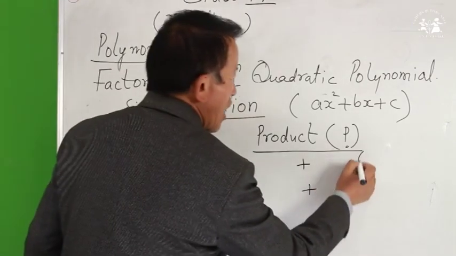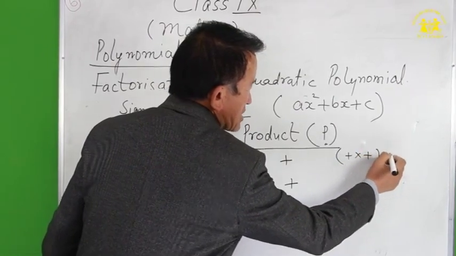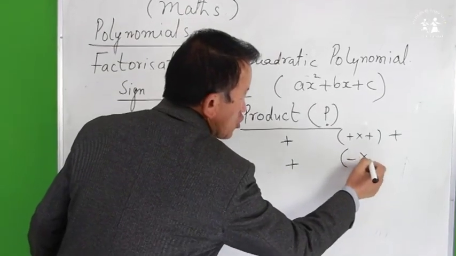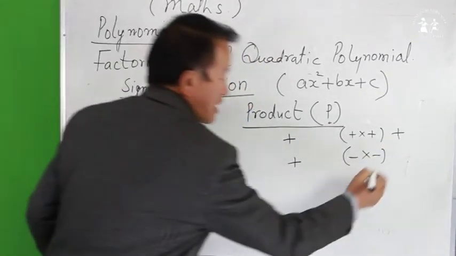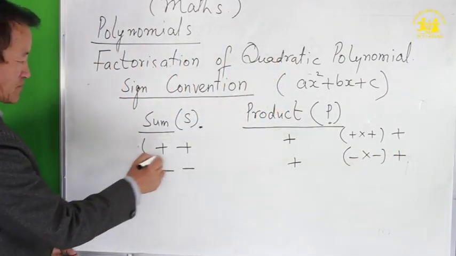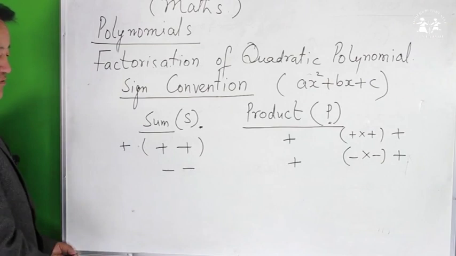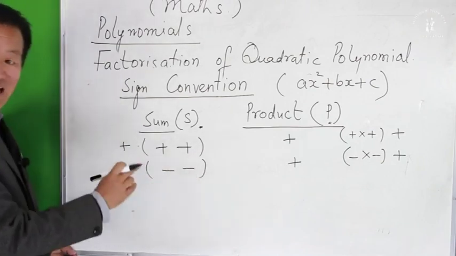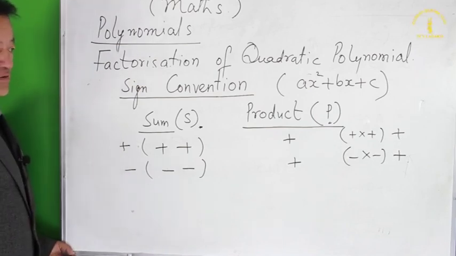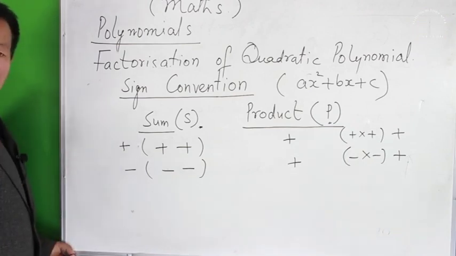How? Plus into plus, the sign will be plus. Minus into minus, you will again get a positive sign for the product. So in this case, if both the numbers are positive, the sum will be positive. If both the numbers are negative, note, the sum will be negative. And then the next one is when the sign of the product of the two numbers is negative.